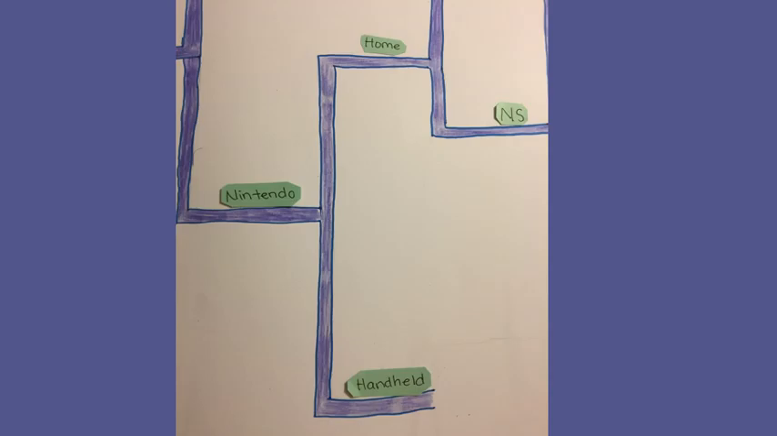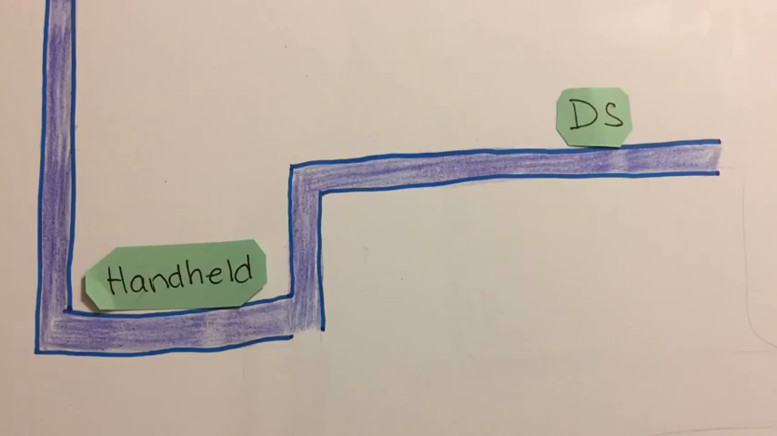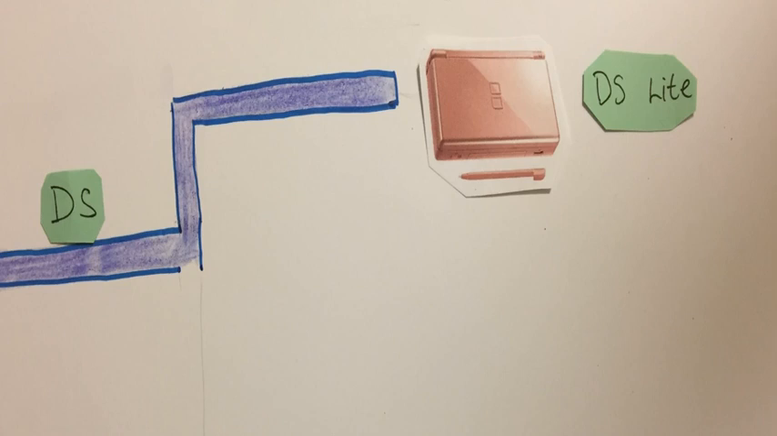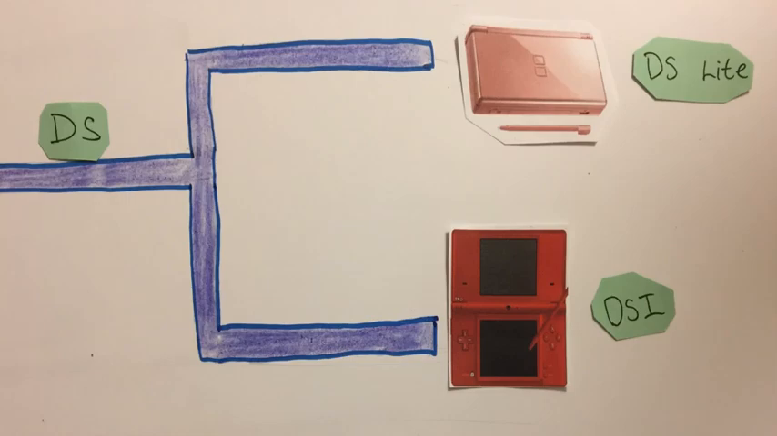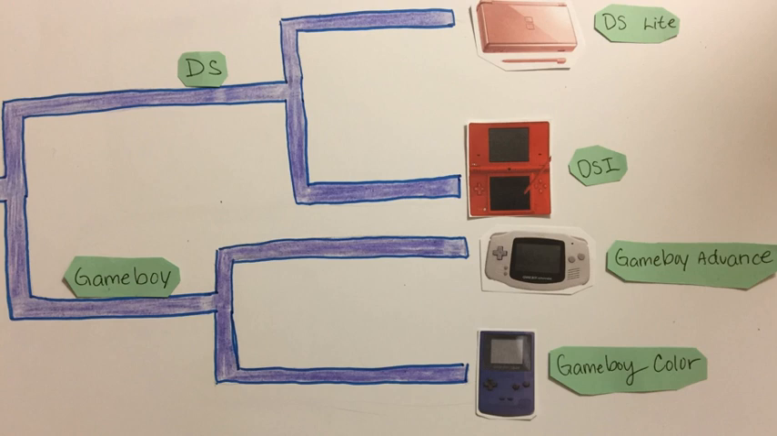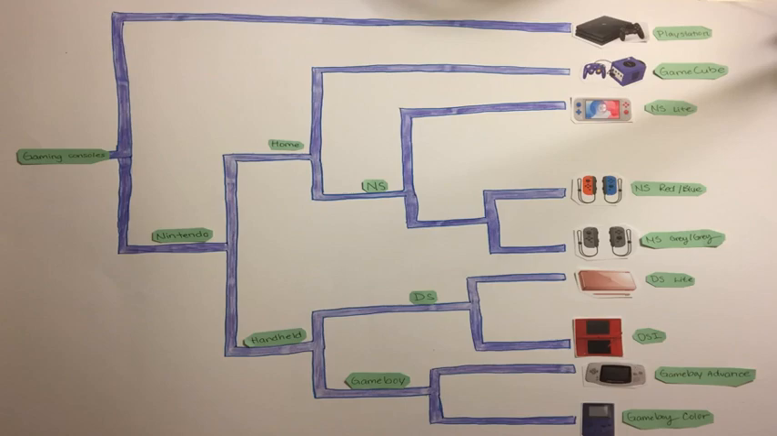Let's move on to the handheld consoles now. Handheld consoles can separate to the DS and to the Game Boy. Let's start with the DS. The DS can diverge to the DS Lite and to the DSi. Let's finish this tree with the Game Boy. It can diverge to the Game Boy Advance and to the Game Boy Color. Here is our complete phylogenetic tree.